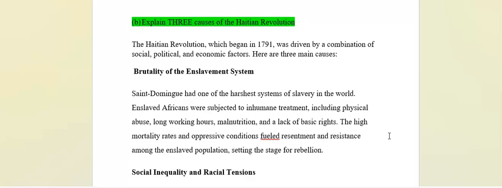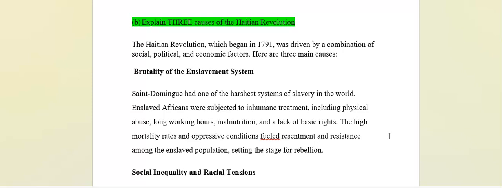Explain three causes of the Haitian Revolution. Now, the Haitian Revolution began in 1791, and this revolution was driven by a combination of different factors, such as social factors at the time, political factors, and also economic factors. So, what were the three causes of the Haitian Revolution? We are going to look at the three main causes.